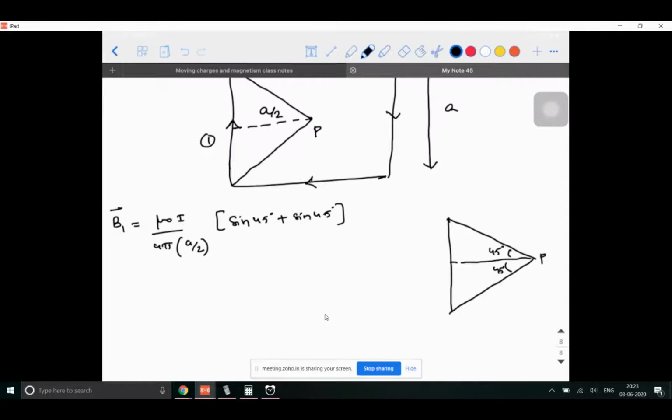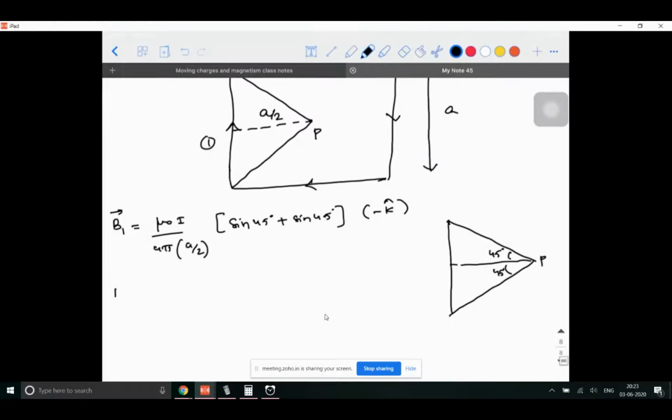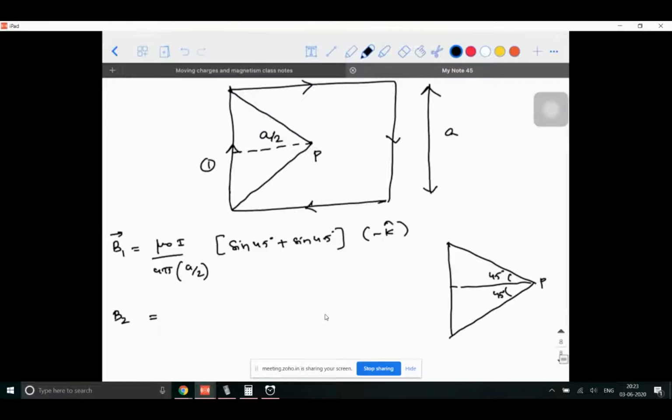How do you convert it to the vector part? I put a vector symbol. It's minus k cap. Very good. It is minus k cap. Similarly, what is going to be the value of B2? Mu naught I divided by 4 pi.